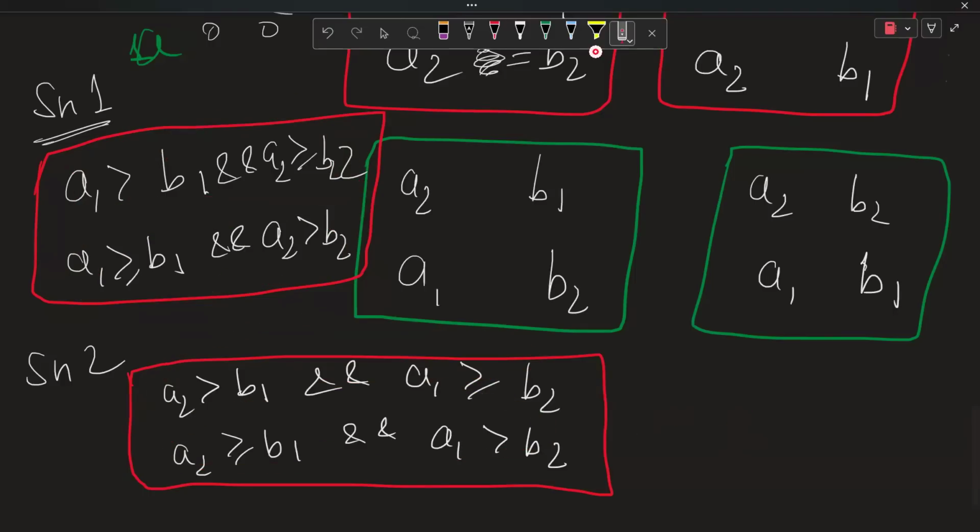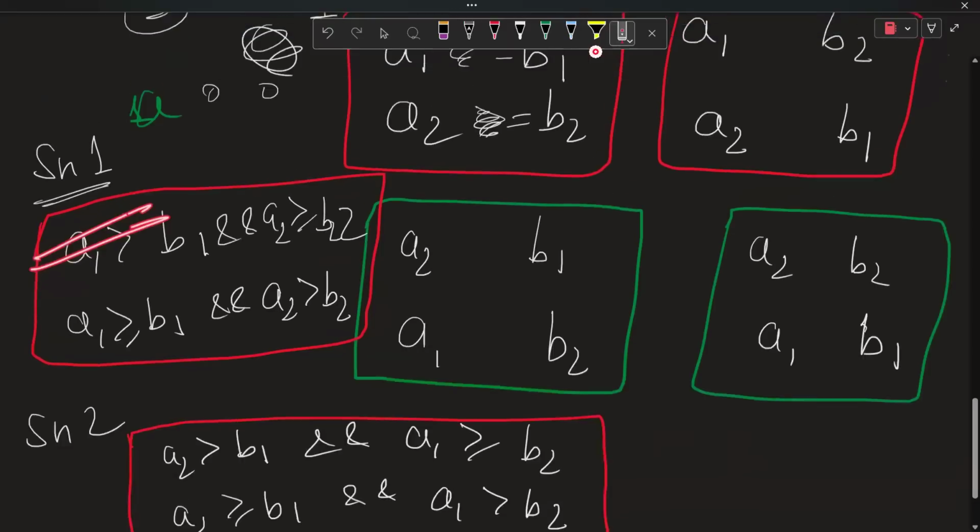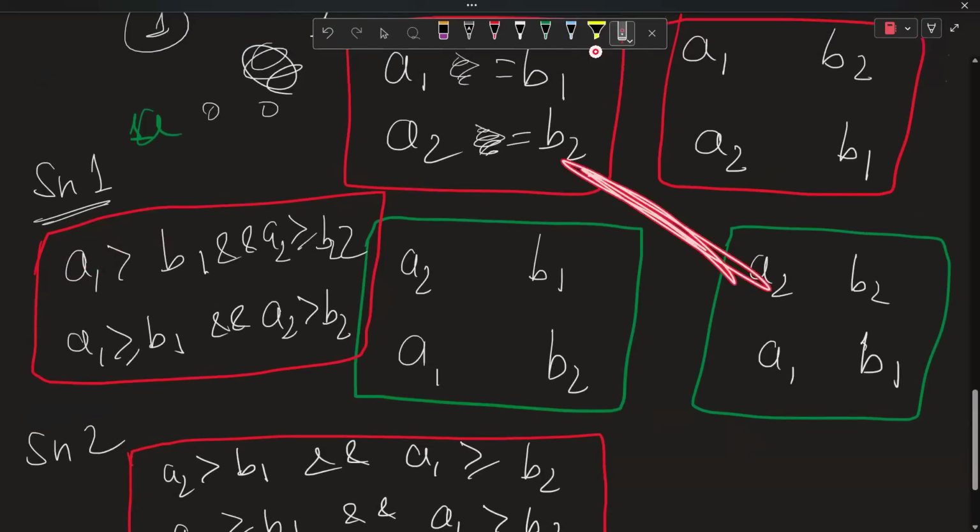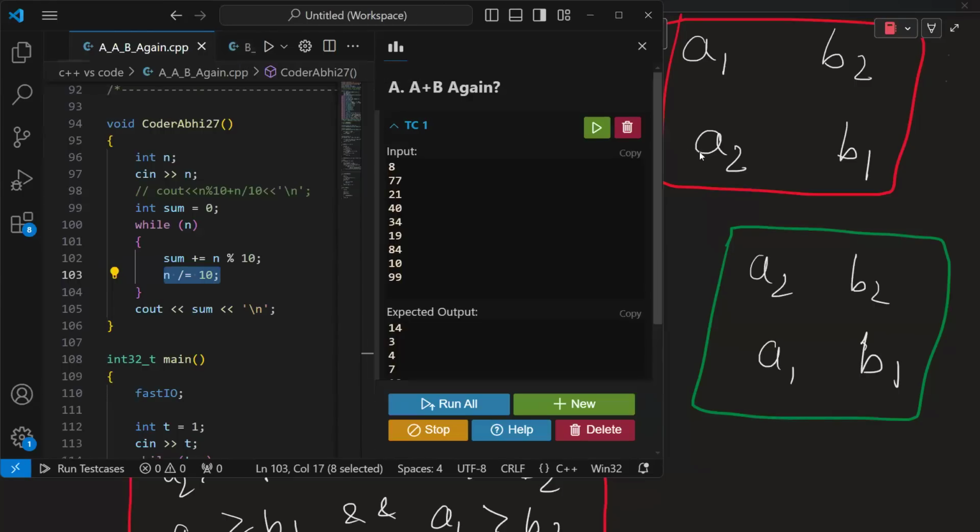Because if player A wins in scenario one, he's going to win in both of these cases. That's why I'm adding a +2. And if he doesn't win, then no need to add, just add a +0. Okay, so I think it would be clear. So we can just look at the code for the second question.